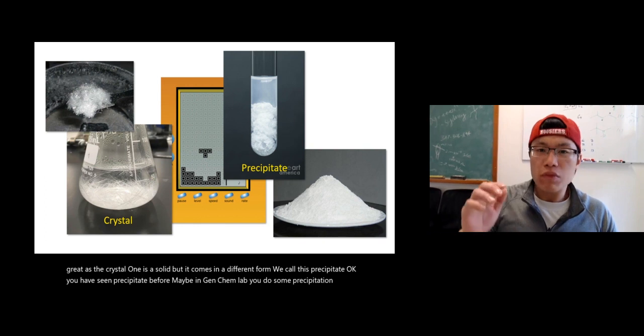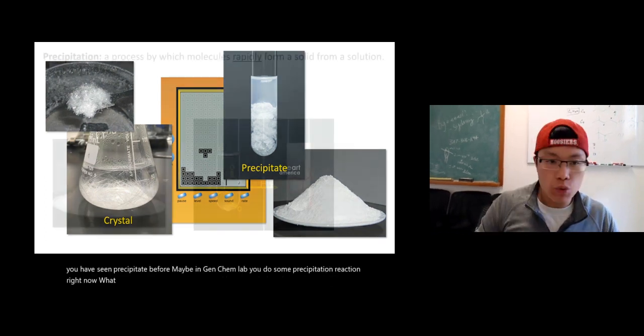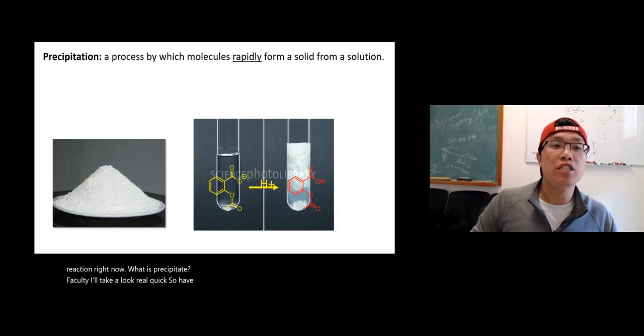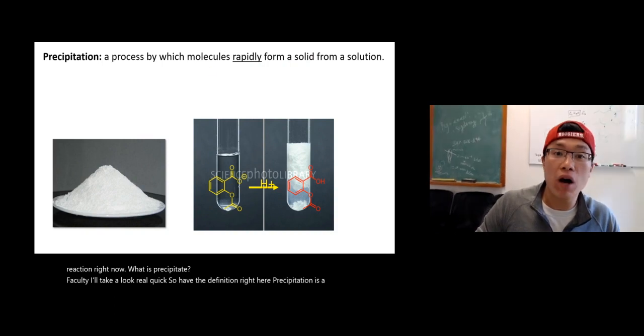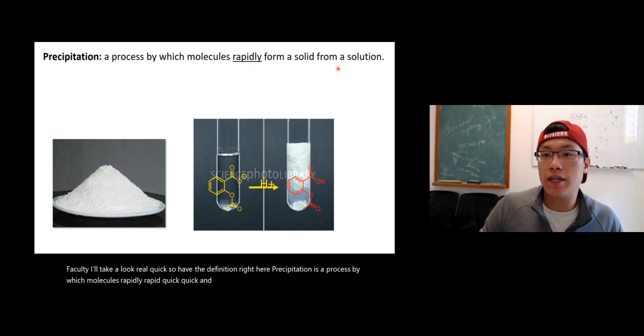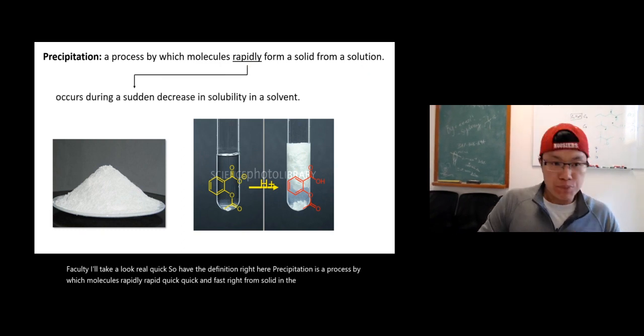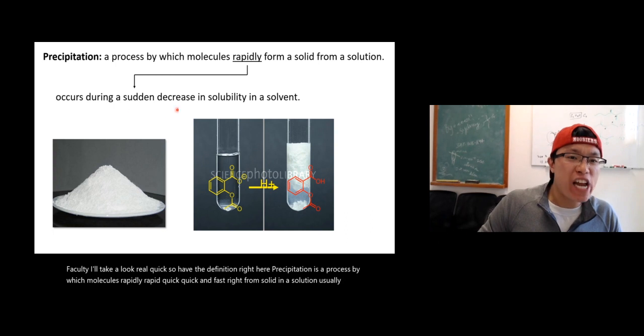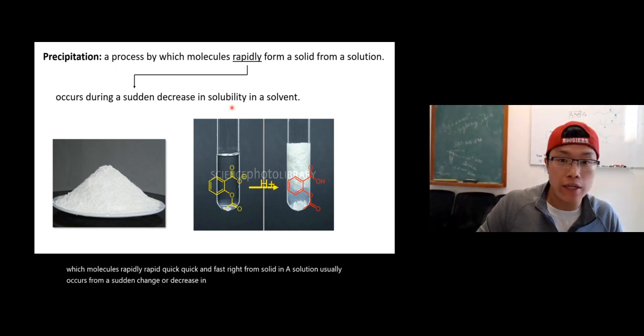All right. Now, what is precipitate exactly? I'll take a look real quick. So I have the definition right here. Precipitation is a process by which molecules rapidly, quick and fast, form a solid in a solution. Usually occurs from a sudden change or decrease in solubility in a solvent.